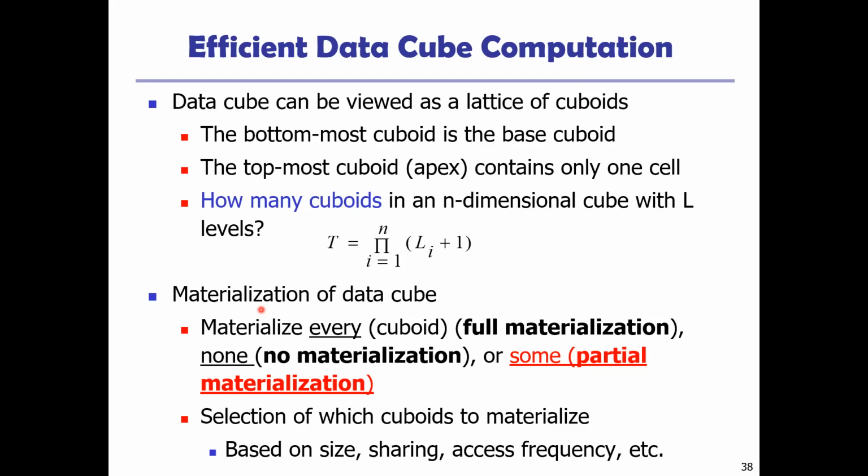Partial materialization means that some of the cubes that I have will be materialized, calculated, and stored. Others that are not frequently accessed are not materialized. So how do we determine which to materialize and which not? This is based on the size of data, the sharing of data, how frequently we access data, and other factors.